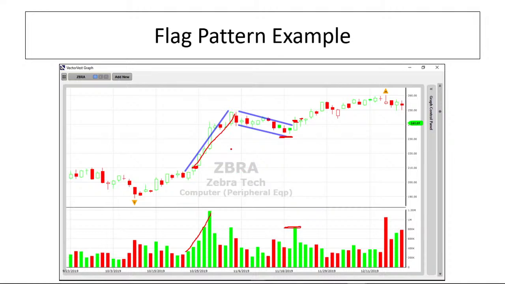That's my flagpole. I take this price at the bottom of the flagpole. I take this price at the top of the flagpole. I'd subtract that price from that price, take the difference, add it to the closing price of the breakout candle, and that's where I would set my initial profit target, because the move after the breakout, or the next move after the consolidation period, is usually in the same direction as the prior trend.